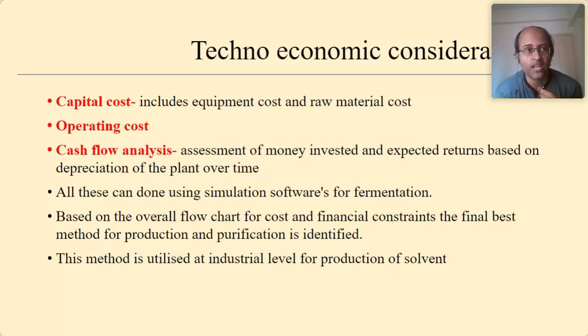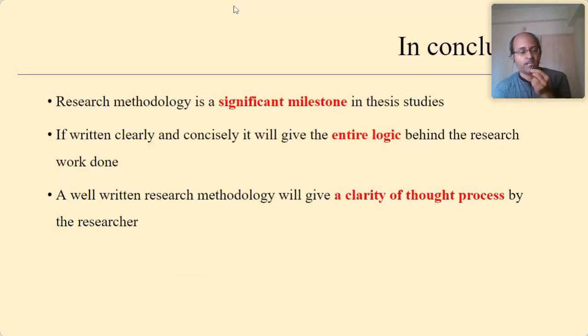Based on this overall analysis by qualitative methods, once we have identified the perfect method for production, then we jump to real experiment and then we do it. So that this finalized method will be useful for production at the industrial level for production of solvent. So that is one of the examples which I have given for the mixed research.